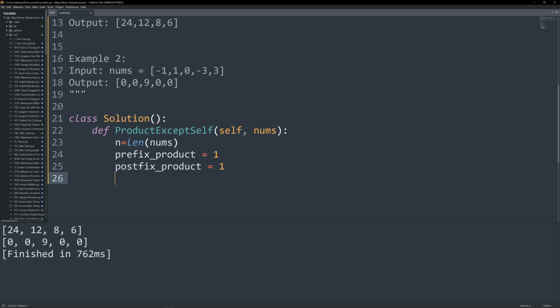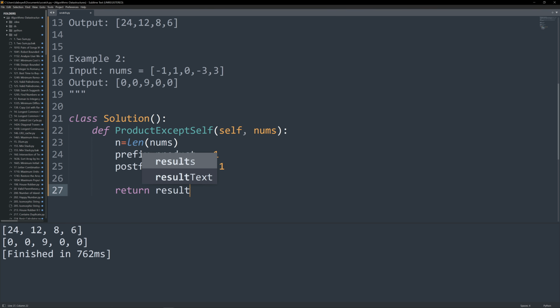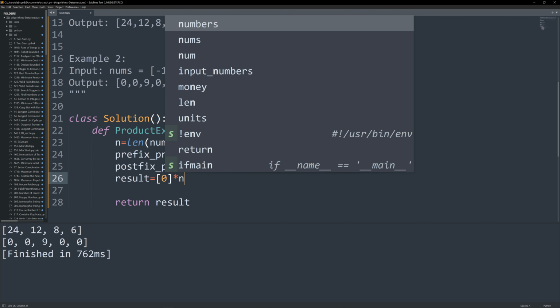Now we are supposed to generate and return an array. Let us call the array result. And this result array would also be of length n. Is that correct? For the initialization I'm just initializing it to 0, and it has to have n elements.